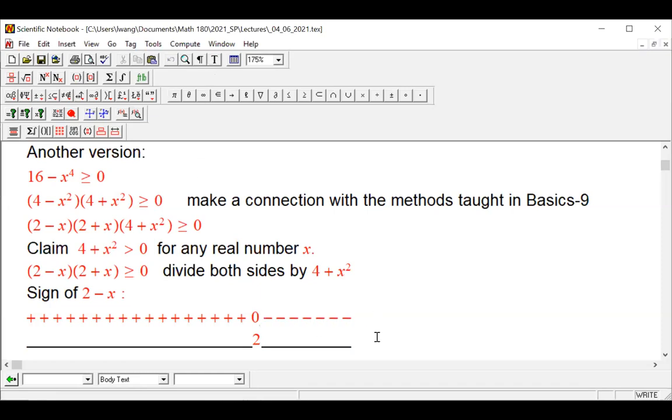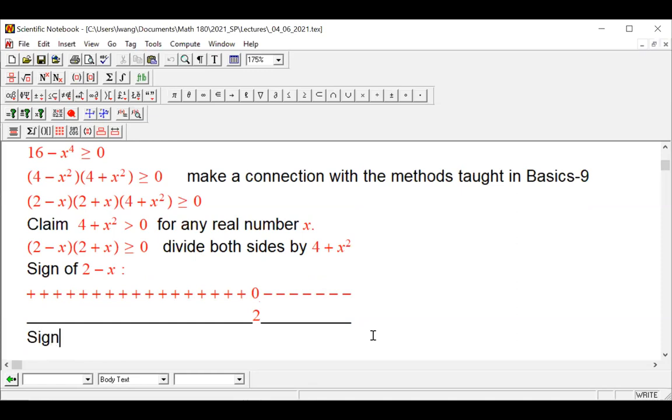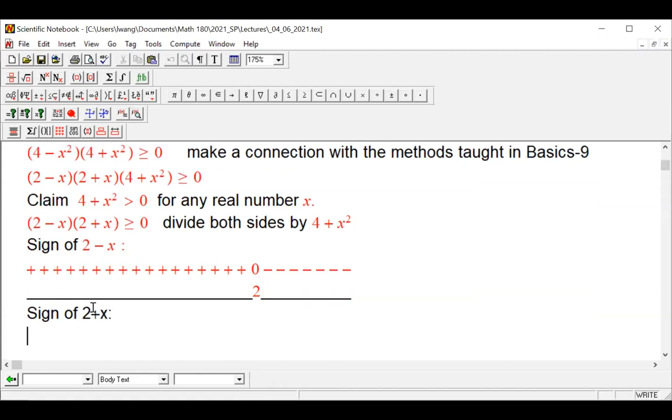Do you follow me? Are you working with me? Sign of 2 plus x. When does it change sign? Negative 2.